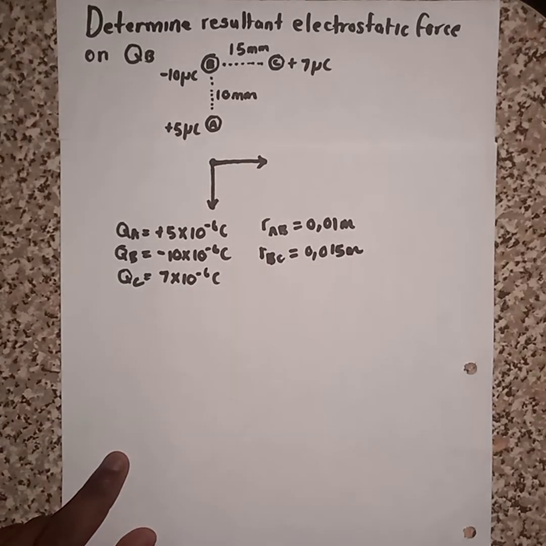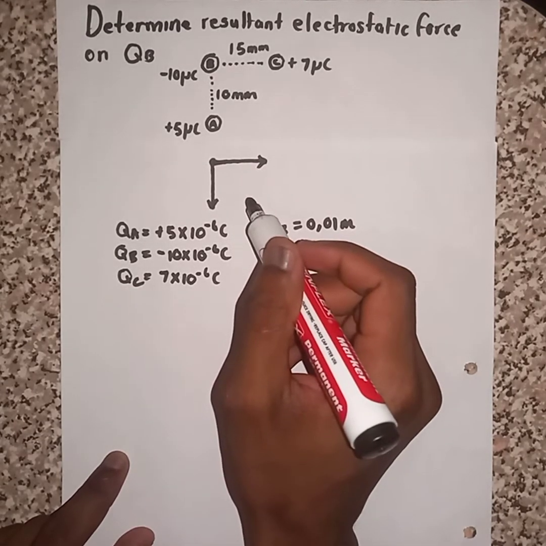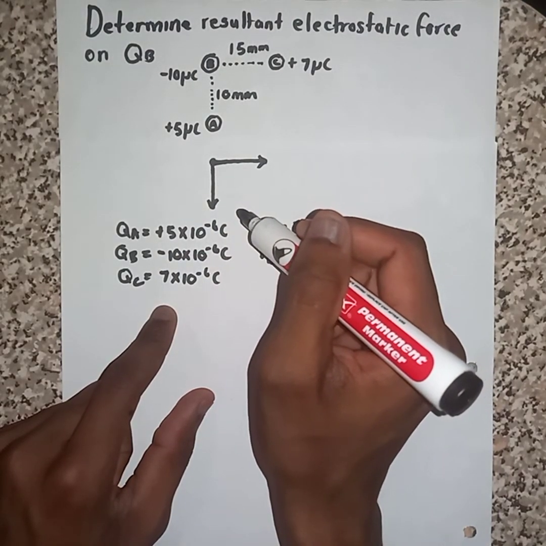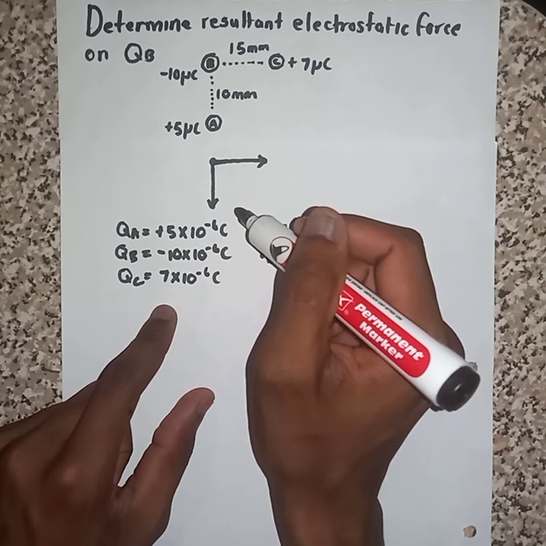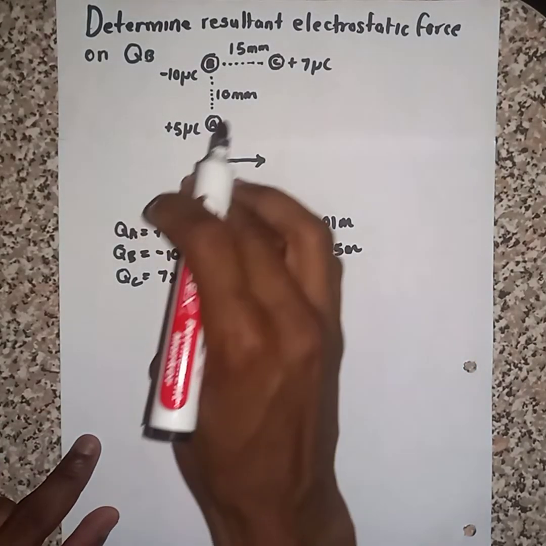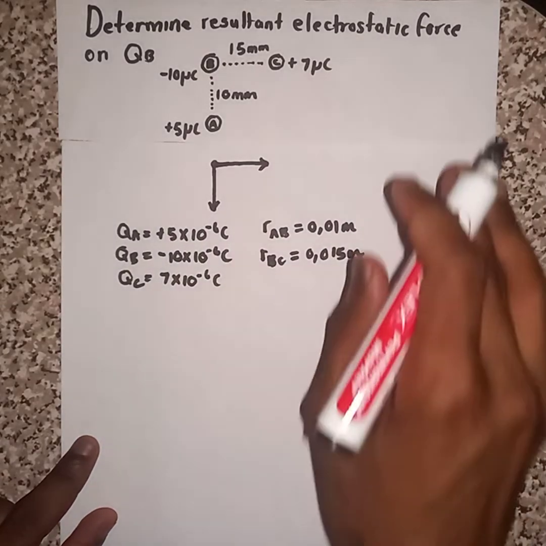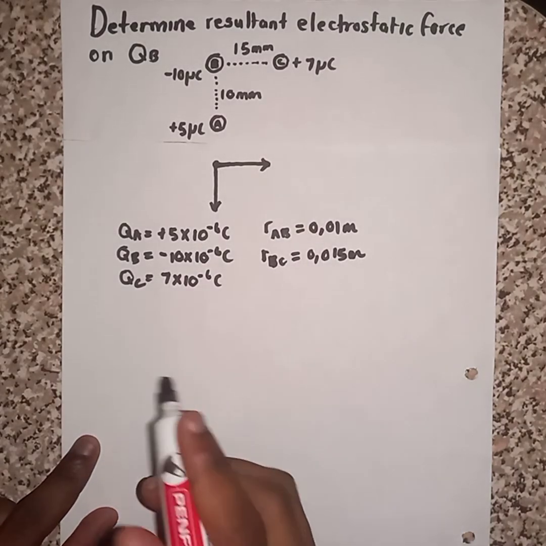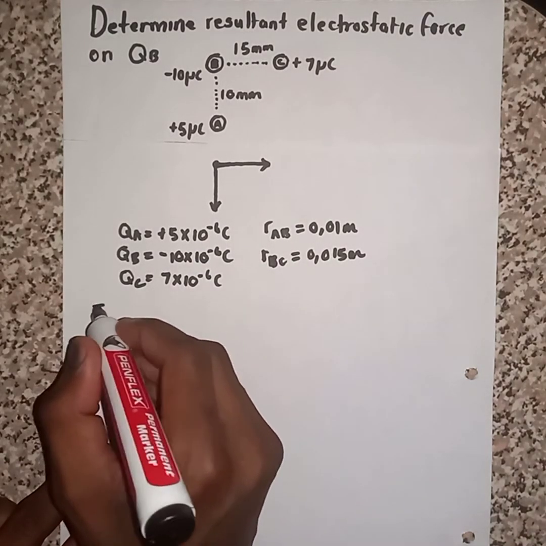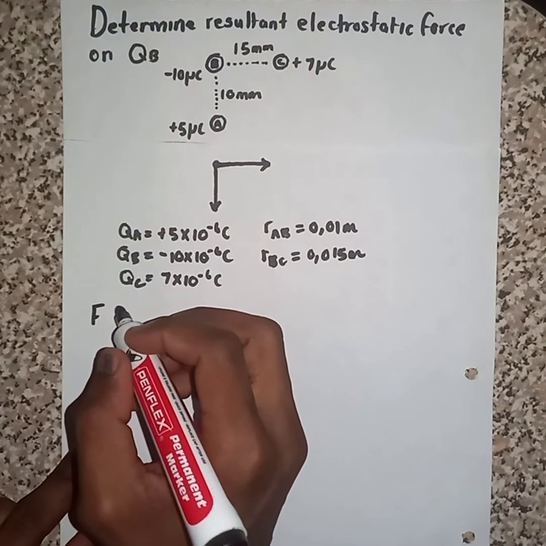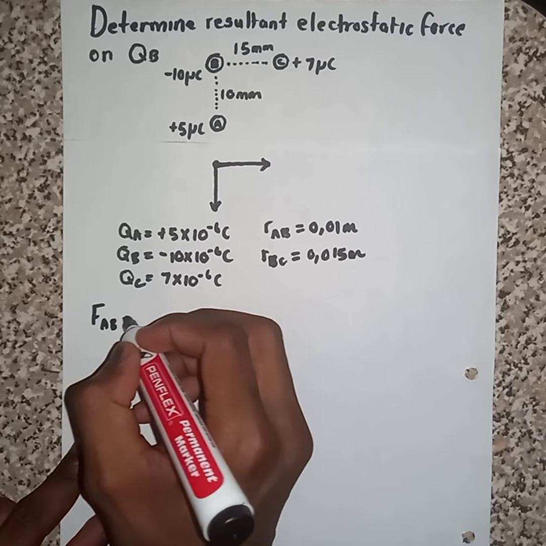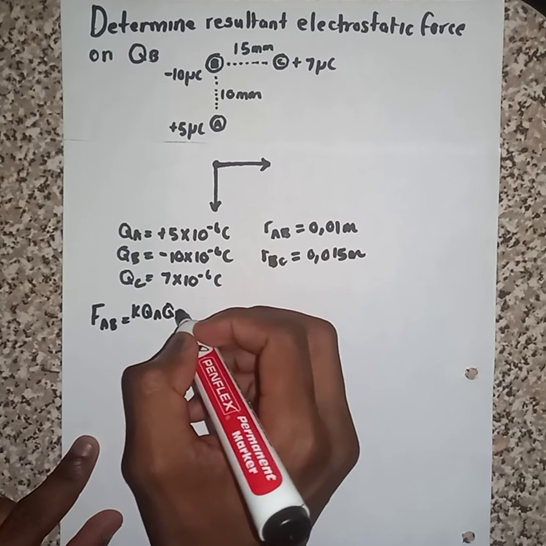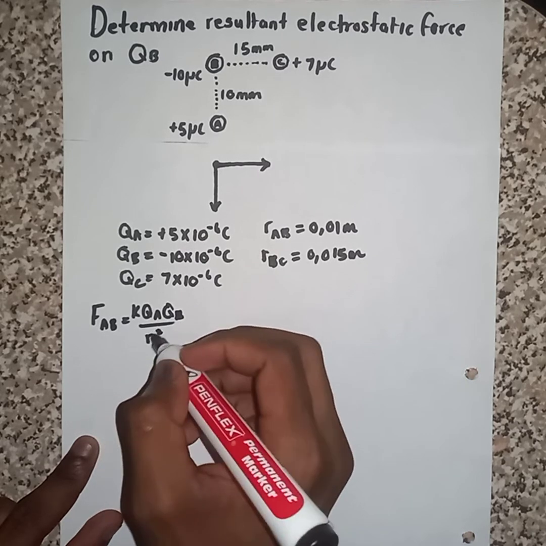Now listen. For a two-dimensional figure like this one, for us to determine the net electrostatic force, firstly let me just focus on calculating the electrostatic force, then I will come to the net or the resultant. Now I'm going to consider F of A and B. Let us use our Coulomb's law formula: K times QA QB, and divide by R squared.